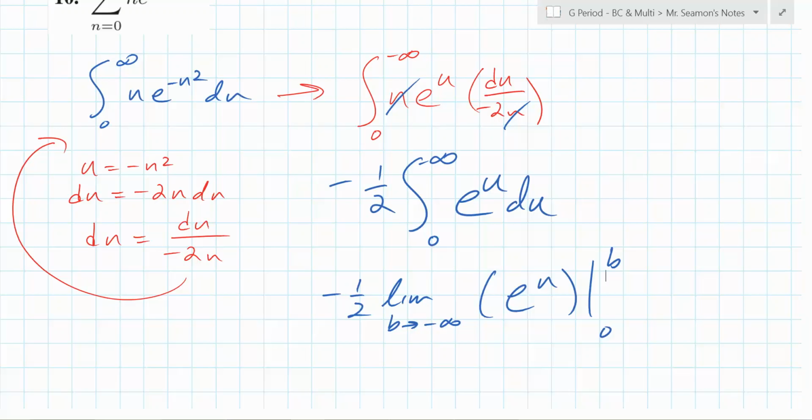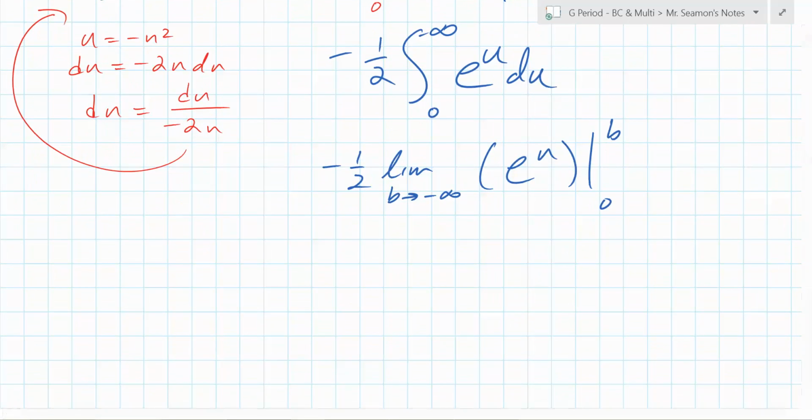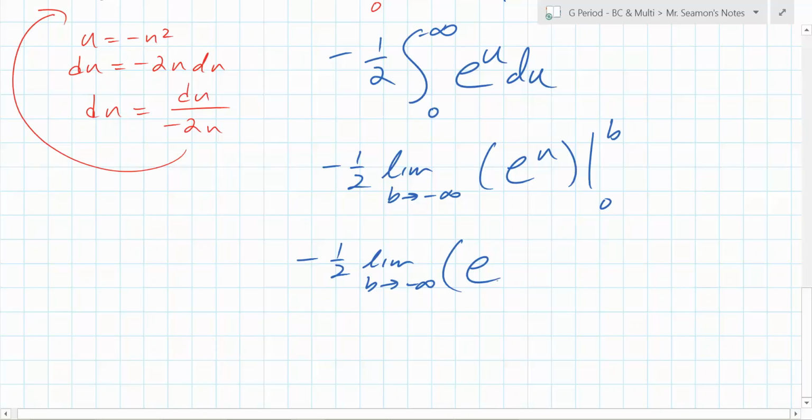Okay. Now, here's the thing. What happens here? b is going to negative infinity. So what do we have here? We have -1/2 the limit as b goes to negative infinity of e to the what? e to the b minus what? e to the 0, right? We're plugging in those things now. What is e to the 0?